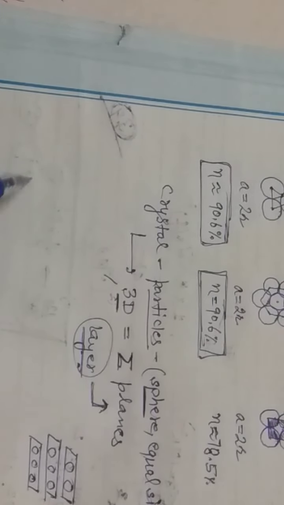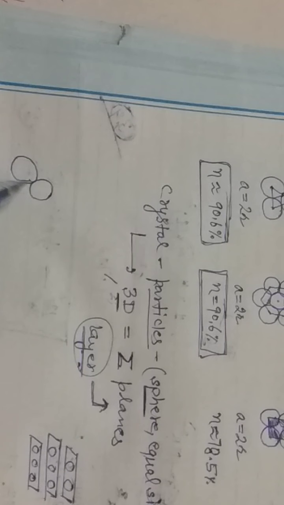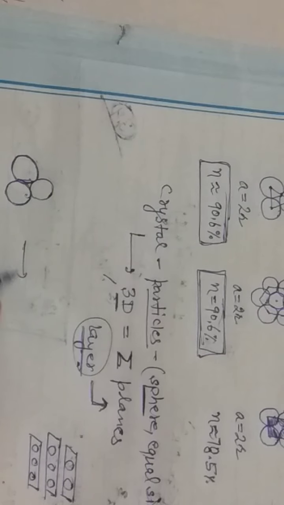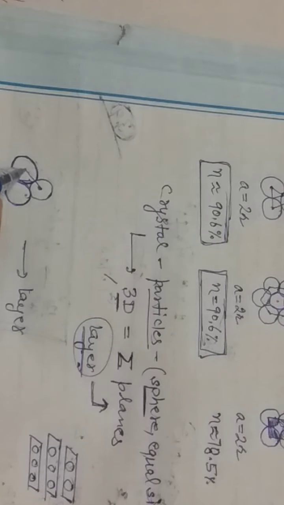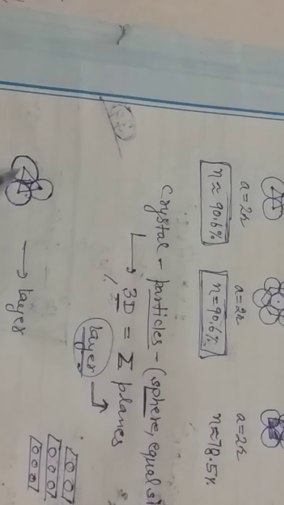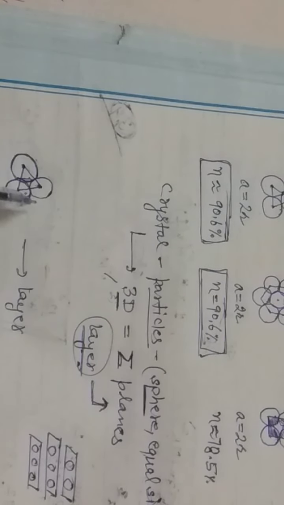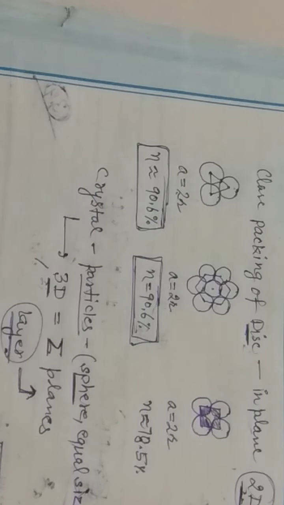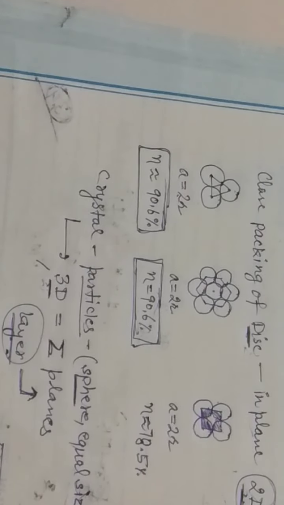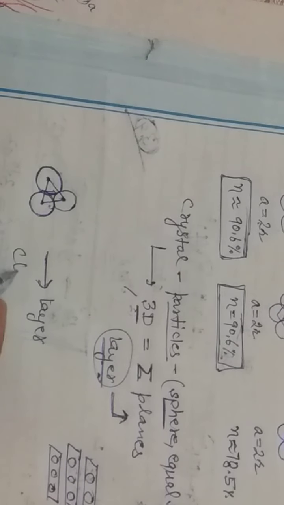Okay, so in three dimensions for close packing, if we have spheres and the spheres are placed in a layer, so now we have a layer and spheres are placed in such a way that the centers of the spheres are at the corner of an equilateral triangle. Okay, then it will be this kind of arrangement, or hexagonal type of arrangement of the particles. So this is how we can take the idea of close packing. So this one will be close packing.